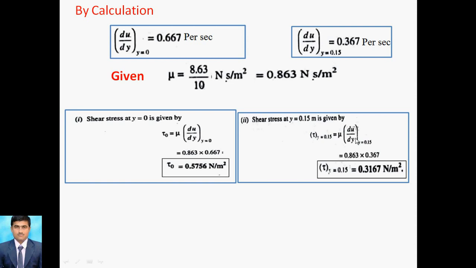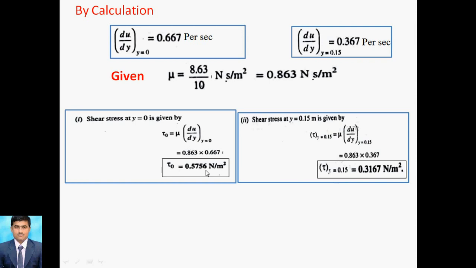So y at 0.15, so we can take tau at y equal to 0.15, then take the value of mu. So mu is 0.863 for this side, and du by dy we can take 0.3667. So you can write like this, and after solving we get the value of tau at y equal to 0.15 as 0.3167 Newton per meter square.